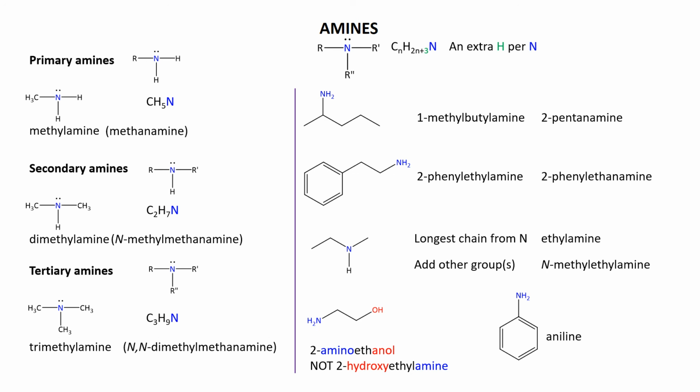Most important thing is you recognize primary versus secondary versus tertiary. You've got the rough idea of how we're naming it, and you know that the NH2 attached to a benzene ring, the primary aromatic amine, is called aniline.